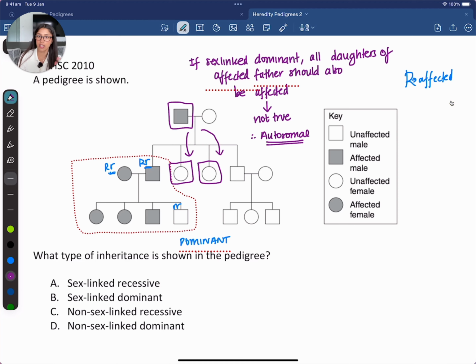Now, as you can see, there's a contradiction here. So we can definitely rule out that it's going to be a sex-linked dominant condition. Hence, my answer would be D, non-sex-linked dominant.